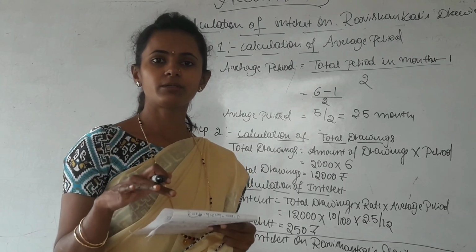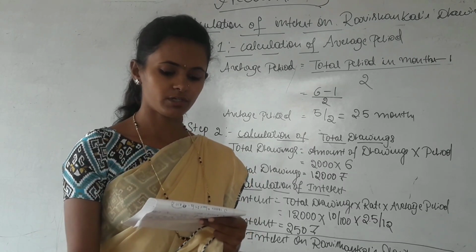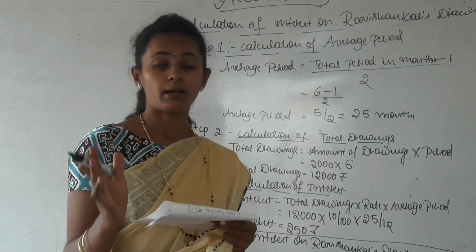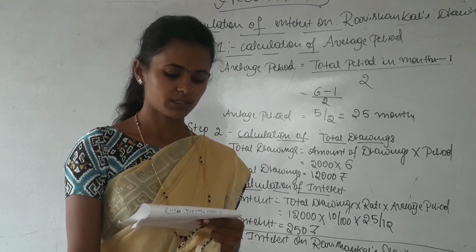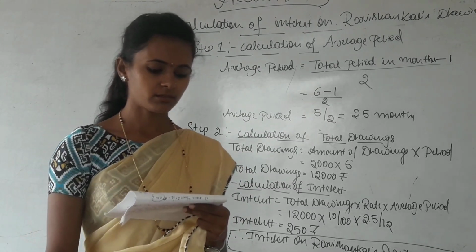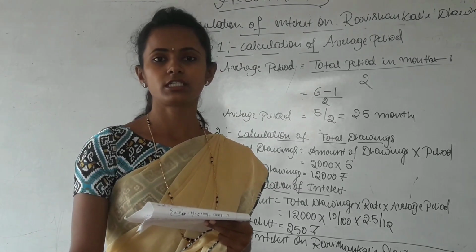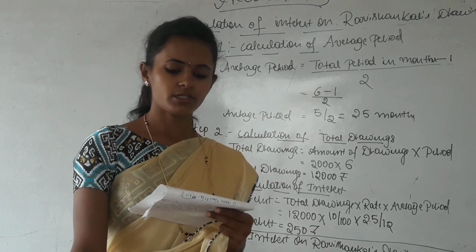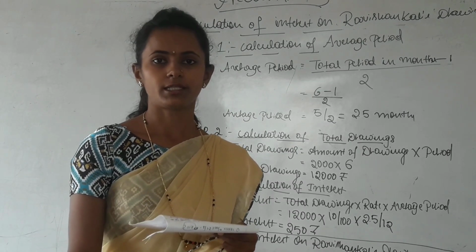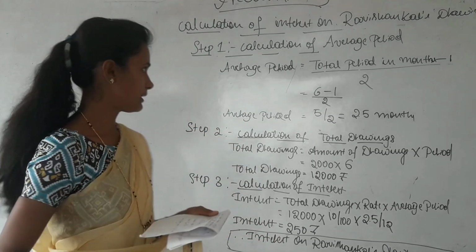So 15th of every month is nothing but middle of every month. That is for the half year ending up to September 30th, 2013. And they have given the rate of interest on partner's drawings, that is 6% per annum. Calculate interest on Akash's drawings under the average period method, they have given. Okay, move on.